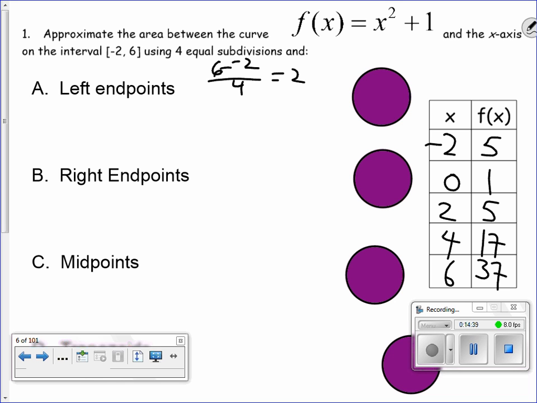Well, what is your width here? It's the same width, so we can factor that out. Now, we're using 4 rectangles. We better only have 4 heights in here, not 5. So don't just write all those y's down, right? So the first rectangle, the x's go from -2 to 0. Whose y coordinate are you going to use for the height of your first rectangle? You're going to use the 5 because it's the y coordinate of -2, which is on the left. Okay, the height of the first rectangle is 5.